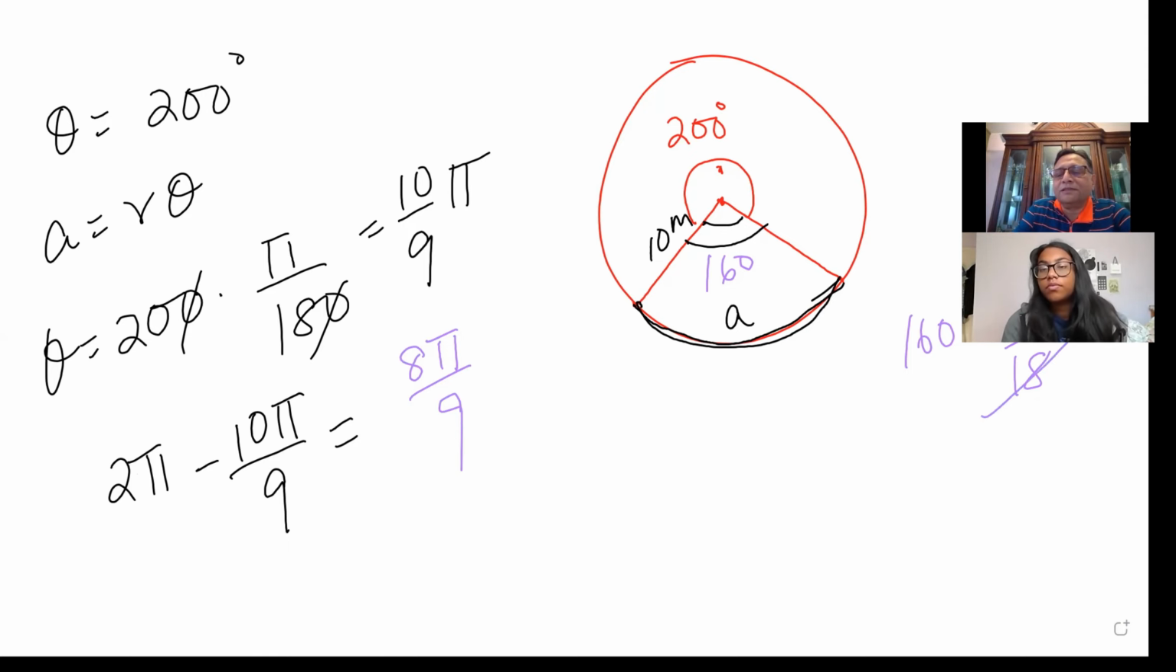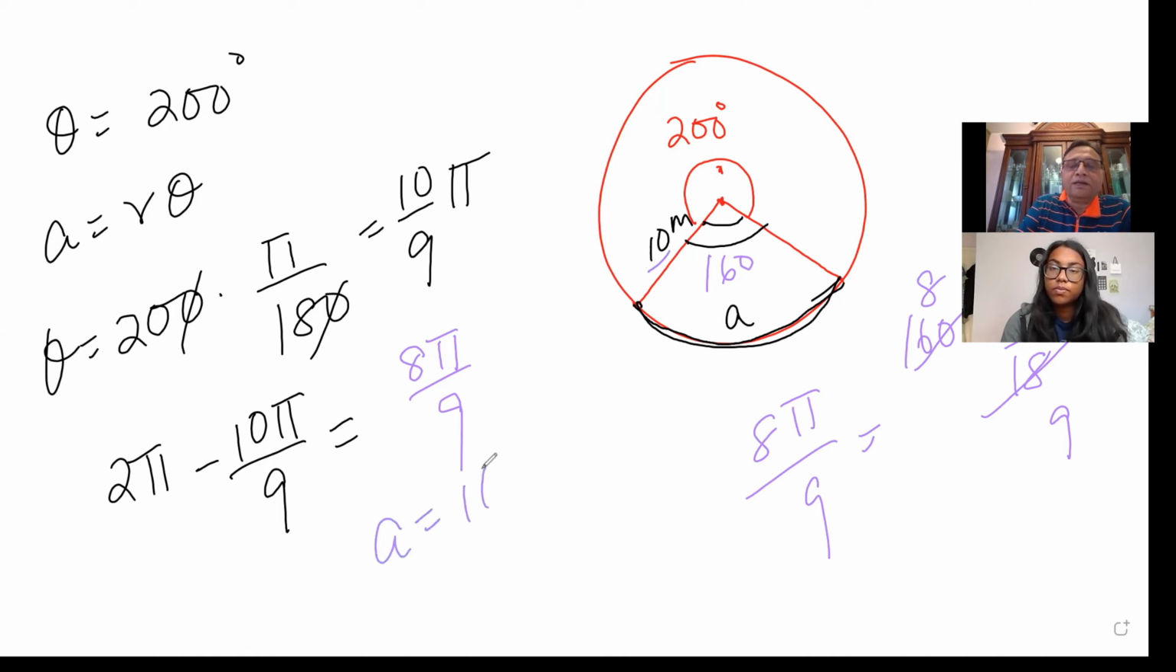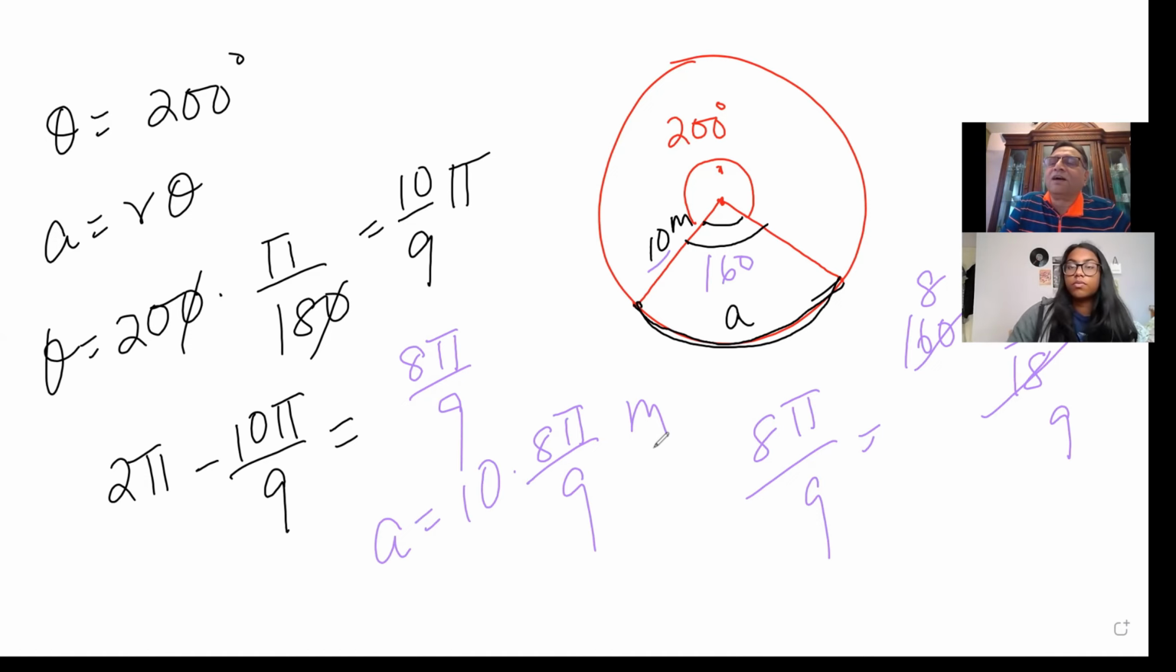Which you are going to get here also. So when you cancel this, this is 9, this is 8. So you get 8 pi by 9. So either way you could work. Now when you know the angle is 8 pi by 9 and 10 is the radius, then arc length will be 10 times 8 pi by 9. The unit is meters for the arc length. So if you are given angles in degrees, you can convert them into radians and find the arc length. That is how we'll be finding the arc length.